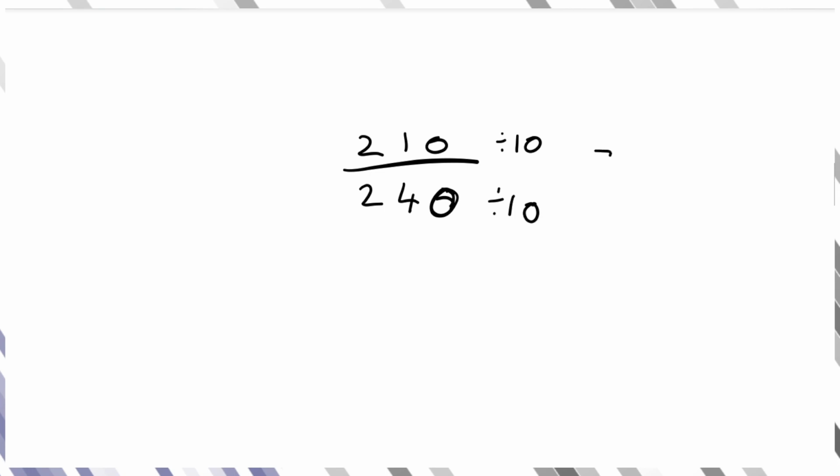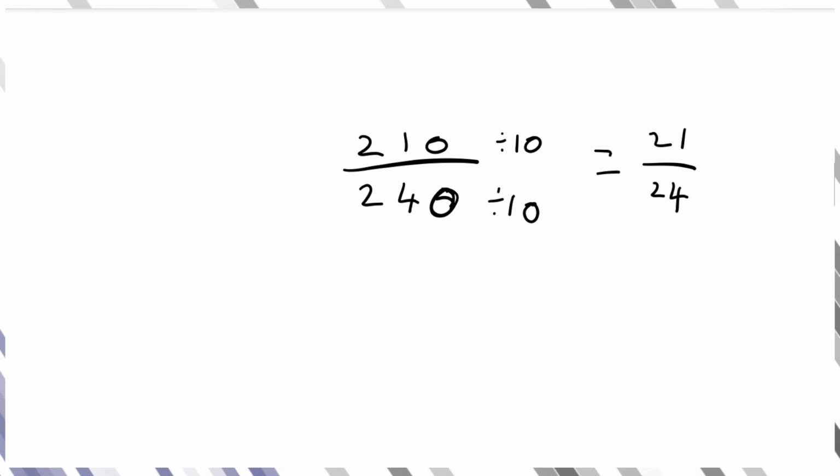Alright, let's do another example. Let's do division. So let's say we've got 210 over 240. That's 0, not a 6. Alright, so both of these numbers, 210 and 240, they're both in the 10 times tables. So we could divide the top number by 10, but we have to do the same to the bottom. We have to divide the bottom number by 10 as well. 210 divided by 10 is 21. 240 divided by 10 is 24. Alright, so what we've actually done there is simplified 210 over 240 to 21 24ths.